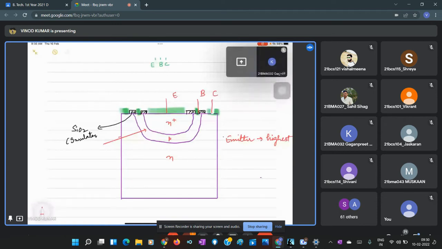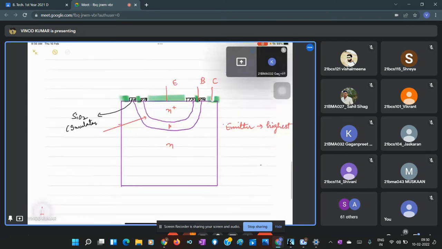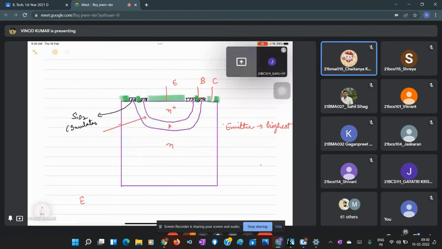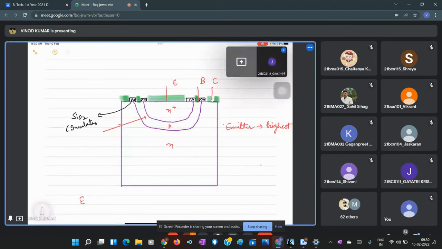Have you seen transistor? कभी देखा आपने? Yes, sir. Okay. यूज किया कभी? No, sir. सर प्रैक्टिकल में था कॉलेज के टाइम. Okay, okay, right.